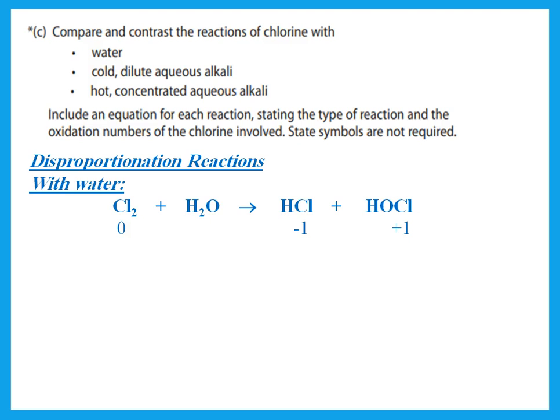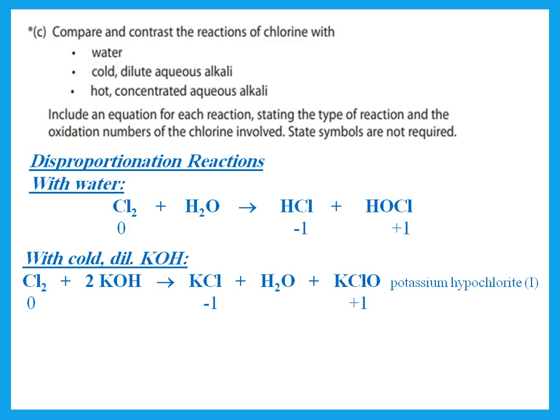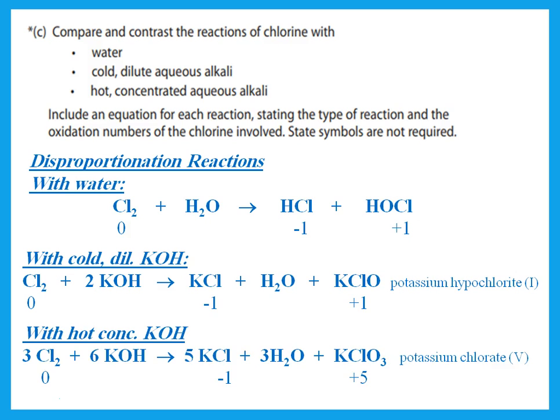And this is the equation with water. We said it forms two acids, HCl and HOCl. Please learn these equations if you don't know them. You should remember that with cold dilute alkali, it forms KCl, water, and KClO, which is the potassium hypochlorite, and the oxidation number of chlorine in that is +1. With the hot concentrated KOH, it also forms KCl, but then it forms KClO3, which we call potassium chlorate. The chlorine in there is oxidation number +5.